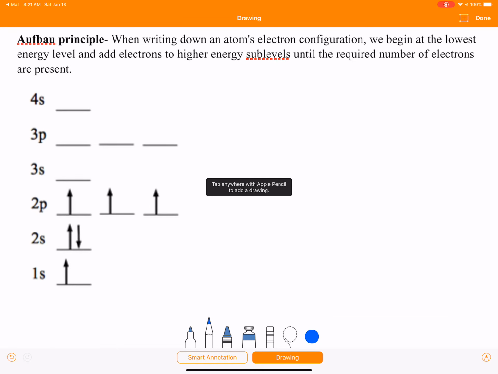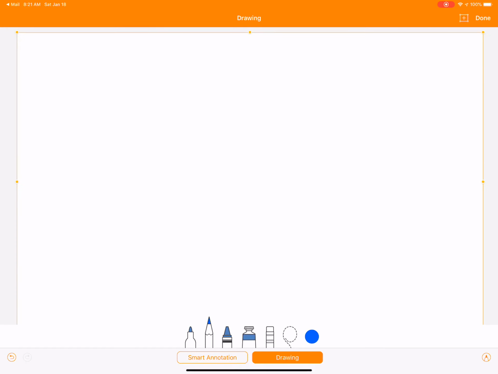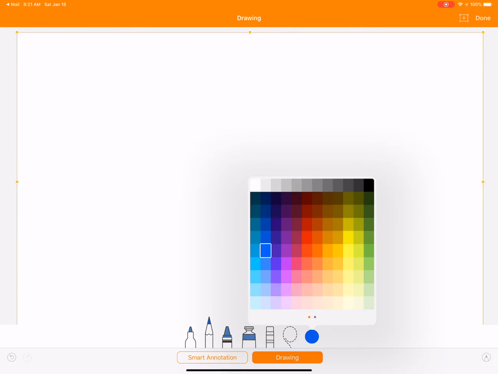The Aufbau principle says that when writing down an atom's electron configuration, we begin at the lowest energy level and add electrons to the higher energy sublevels until we meet the number of electrons. Now, what can happen is that sometimes before writing the electron configuration, we skip a level by accident, or we double up on a level, and that's not allowed.